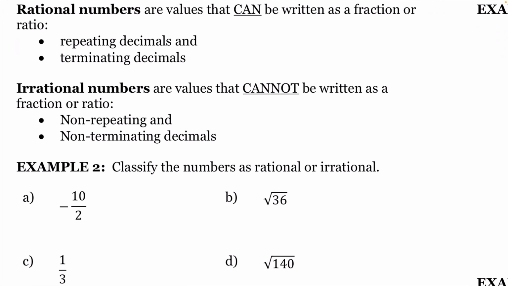Pi is a non-terminating decimal. Irrational, you can't write it as a fraction. Why can't we write it as a fraction? Because the decimal doesn't repeat. It's like a bunch of random numbers that don't repeat. Or it doesn't end.